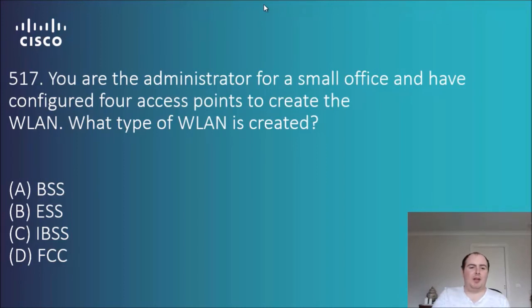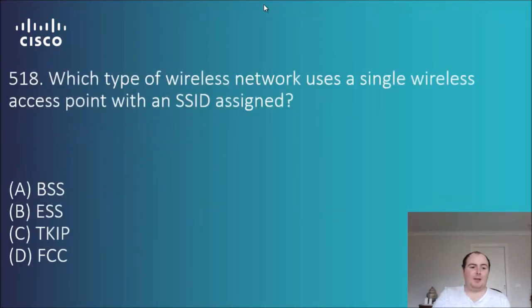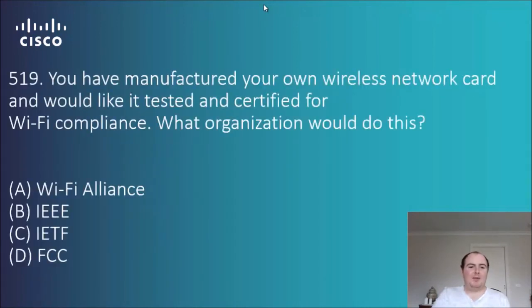5.17, you are the administrator for a small office and have configured 4 access points to create the wireless local area network. What type of WLAN is created? We've got BSS, ESS, IBSS, and FCC. It is an ESS, extended service set, because there are multiple routers. If it was just one router, it'd be BSS. Which type of wireless network uses a single wireless access point with an SSID assigned? I just said it. It's BSS, basic service set.